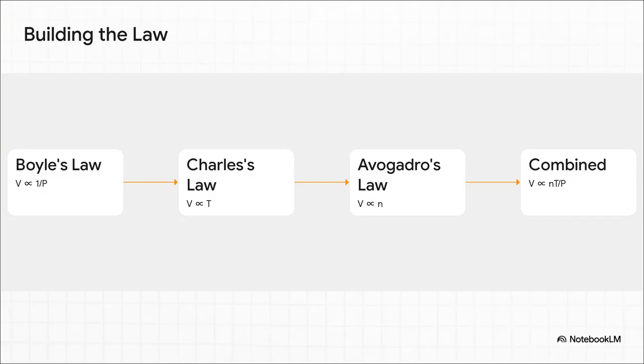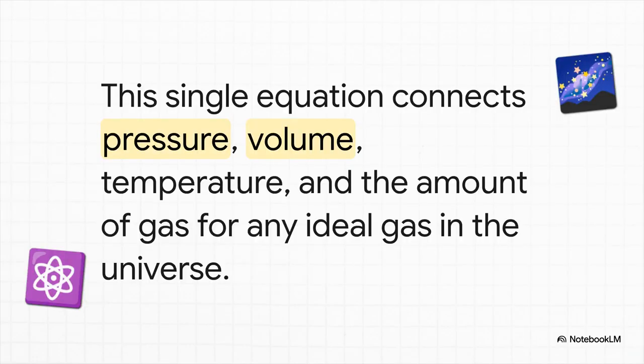From Boyle, we know volume is proportional to 1 over the pressure. From Charles, we know it's proportional to temperature. And from Avogadro, it's proportional to n, the amount of gas. You combine all of that, and you find that volume is proportional to n times T, all divided by P. And with just a little bit of algebra, we rearrange it and we arrive here.